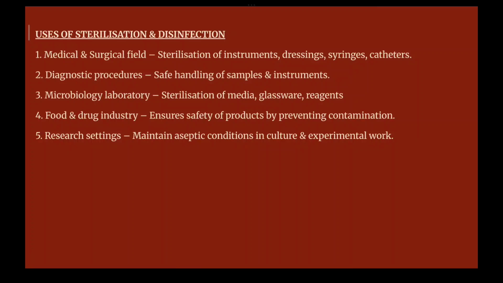Moving to the fourth type of use, food and drug industries also ensure the safety of products by preventing contamination. Once the food processing is happening in the food or drug industry, microorganisms can contaminate or infect the food products or the drug products. So it is essential to prevent the contamination, either by sterilization or disinfection. Now, research settings also apply sterilization and disinfection in their routine practices. It is used to maintain an aseptic condition in culture and experimental work. You can observe that there are glass shields between the sterile field or the microbial lab, and it is very vigilant that sepsis is not happening.